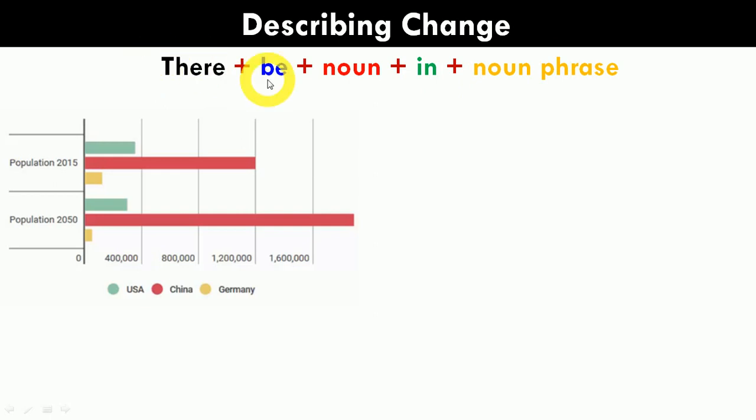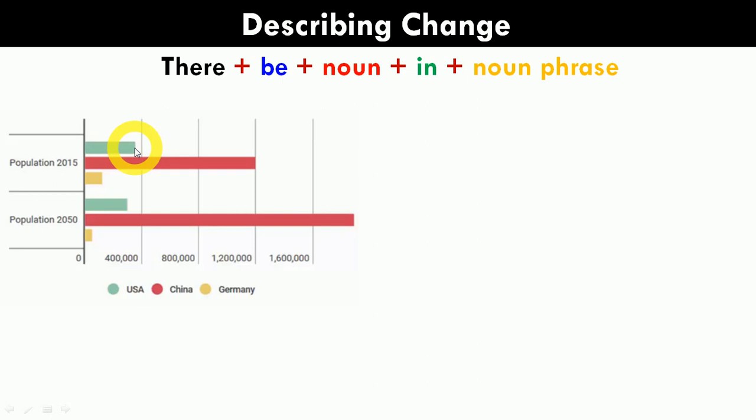So here the sentence formation to describe the change is there plus be plus noun plus in plus noun phrase. Now let's look at how to apply this structure, how to apply this format for writing the change. We have three different bars for three different countries: USA, China and Germany. Before we apply this format, let's observe the change.